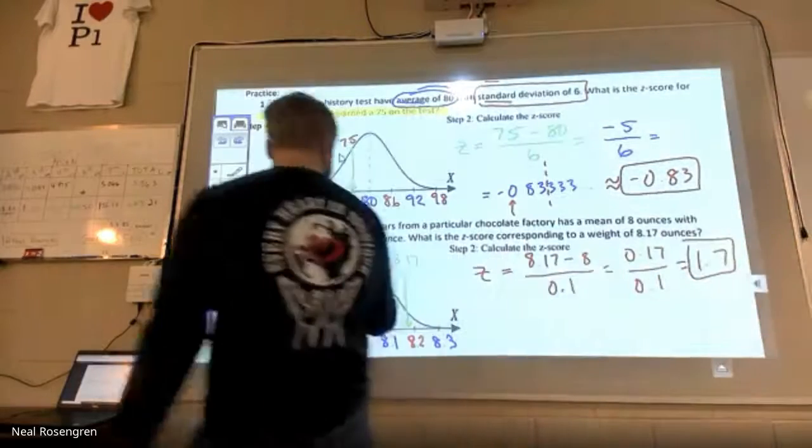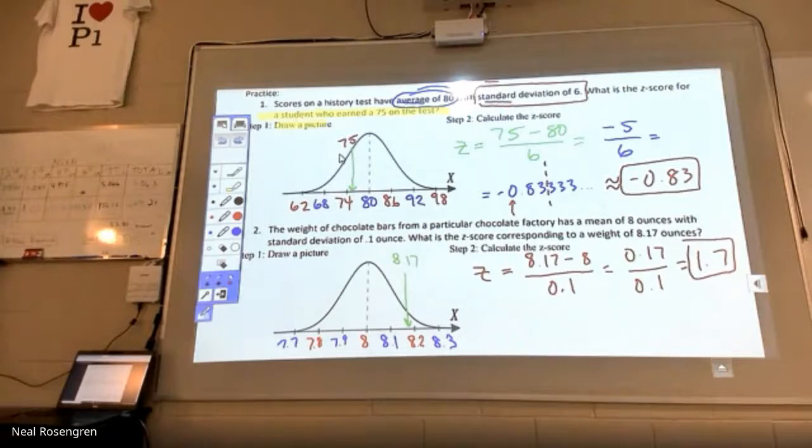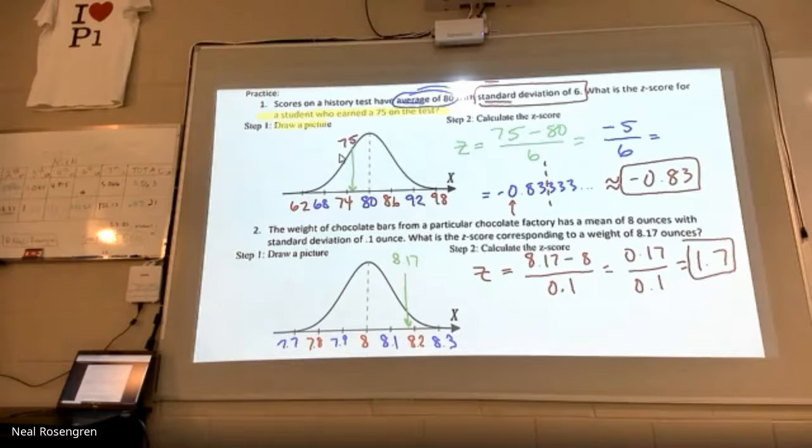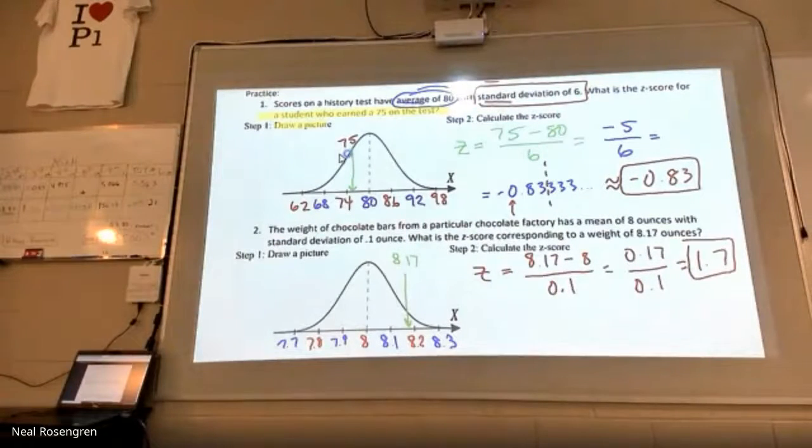Perfect. 1.7. 1.7. That works. So leave that up for a little bit, and then I will do 3 and 4, and then we'll be good to go. You feel pretty good with it? Not too bad, right?